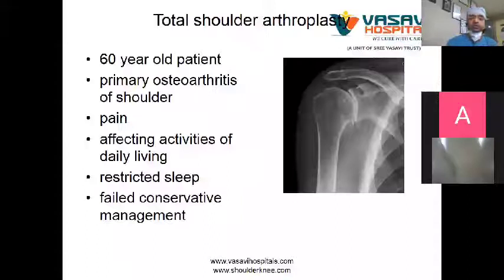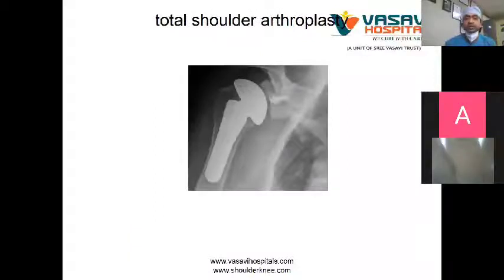So the third one is a total shoulder. This is more or less, I would equate it to a total hip replacement. As you can see, this is a 60-year-old patient with a primary osteoarthritis of the shoulder. I don't remember the sex of the patient. The patient had pain affecting his activities of daily living, restricted sleep. Obviously, the patient had failed conservative management like injections and physiotherapy. The answer is fairly simple.